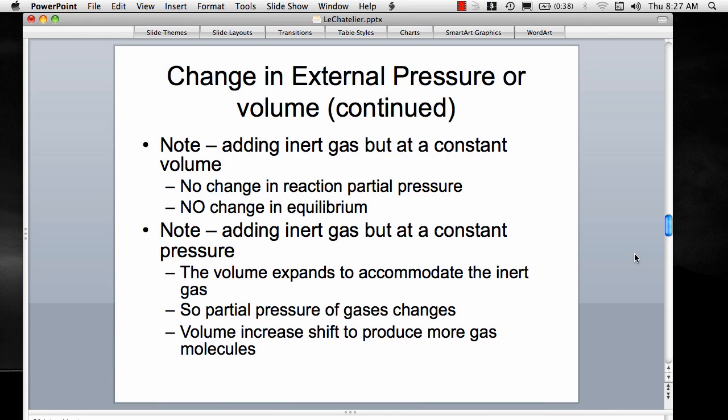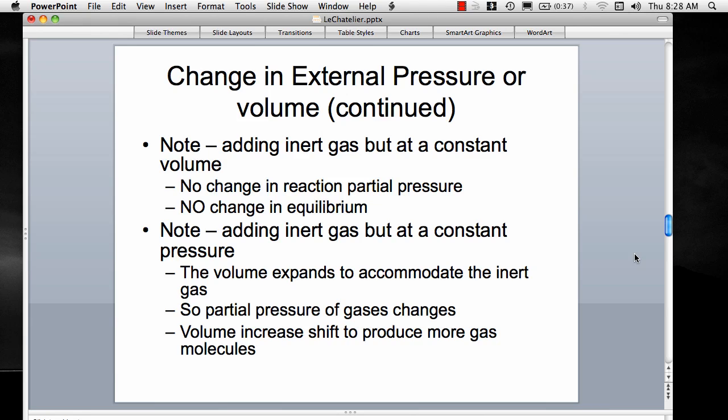Adding an inert gas. If you add an inert gas, always focus on the volume of the container. If the container is like a stainless steel container, a fixed volume, a scuba tank if you would, if you add an inert gas to that, the reaction doesn't see the volume in the container change. It doesn't recognize the inert gas because it's not part of the reaction. So since it doesn't recognize a volume change, there's no change in equilibrium.